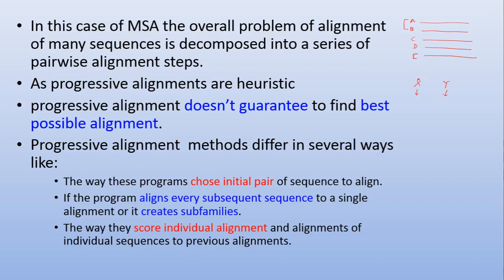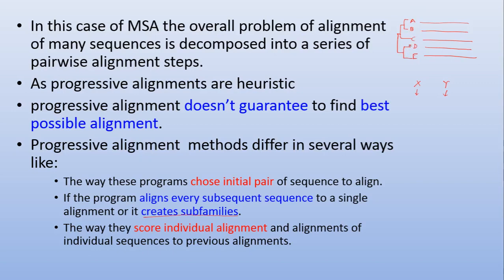It is entirely possible that program X, one of the progressive strategy programs, aligns every subsequent sequence in the given set to the previously aligned sequences. Or it is entirely possible that program Y can create subfamilies. Say, for example, I align A to B, then I align C, then I separately align D and E, and after everything has been done, I combine all of my alignments. So some programs can create subfamilies like this, with D and E in one subfamily, ABC in another subfamily, and then the families can be aligned with each other.